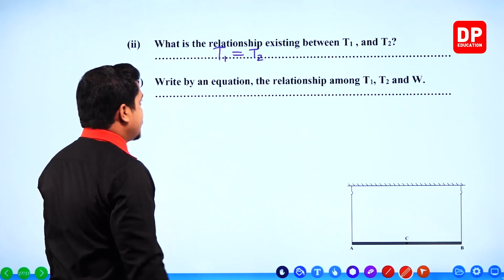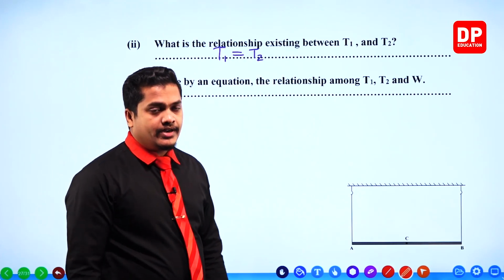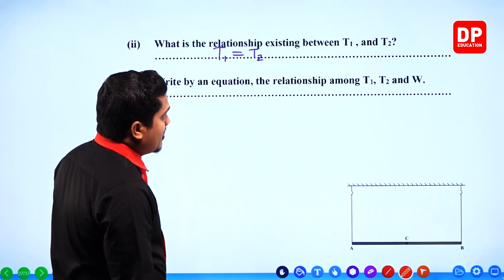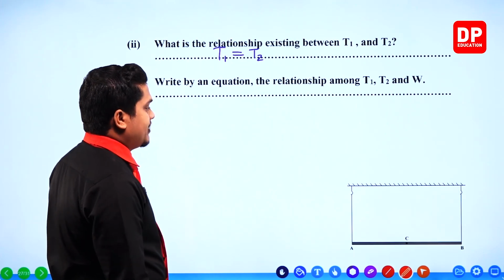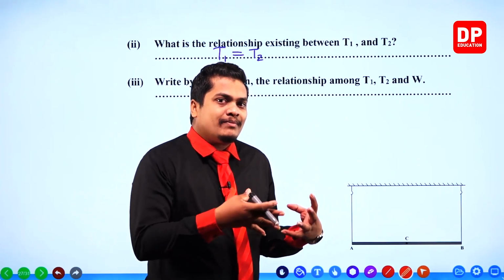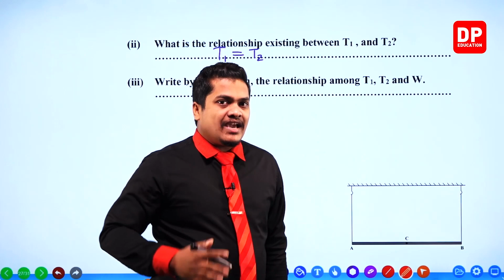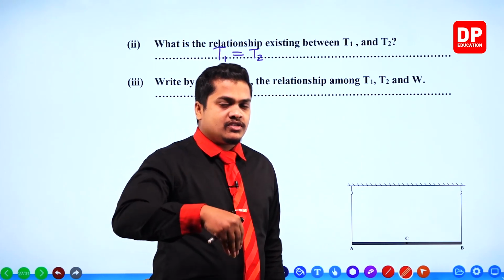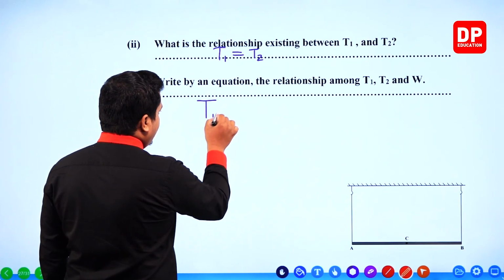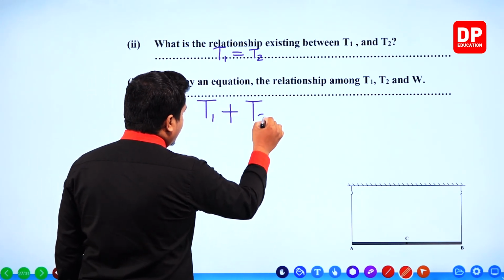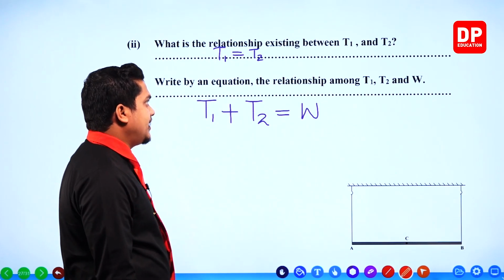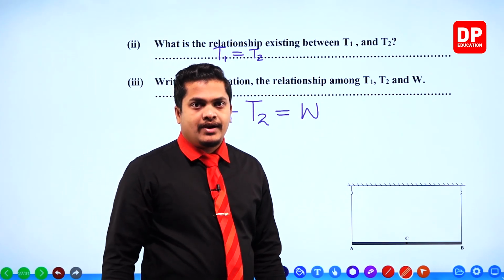The two tensions exerted by the ropes are equal, right? Next one. Write by an equation the relationship among T1, T2 and W. Very simple, my dear children. When I started the question, I told you that if it is in the equilibrium state, the forces which act upward should equal the forces which act downward. So, we can write the answer: T1 plus T2 is equal to W. The relationship among T1, T2 and W.